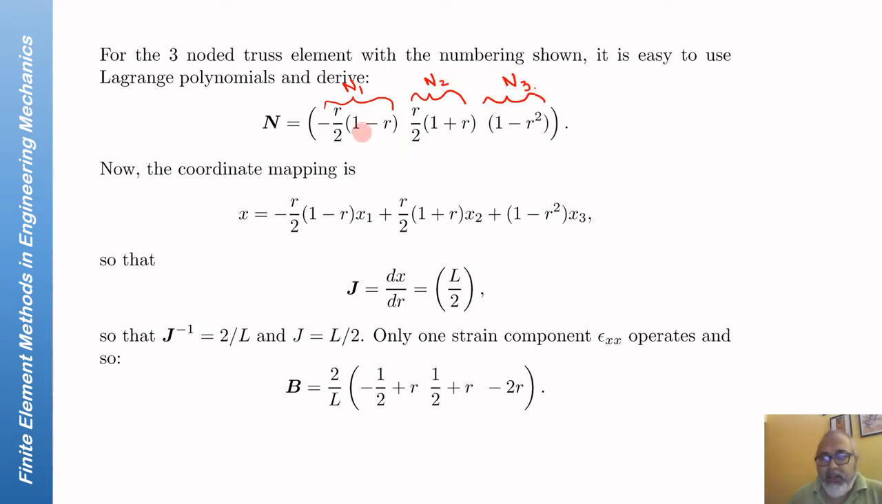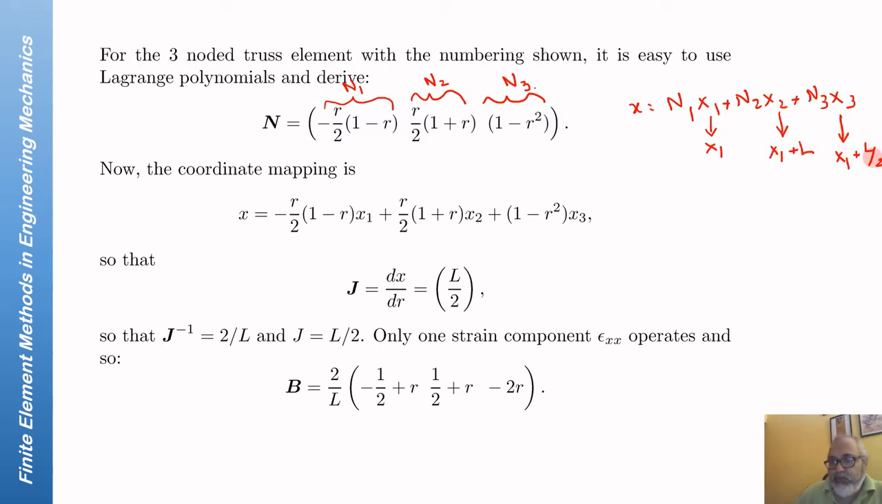Now if you write the coordinate mapping, x at any point inside the element is N1 x1 plus N2 x2 plus N3 x3. x1 is x1, x2 is x1 plus L, and x3 is x1 plus L by 2. You plug that in, and then if you know the value of x1, you get the value of x at any point inside the element.